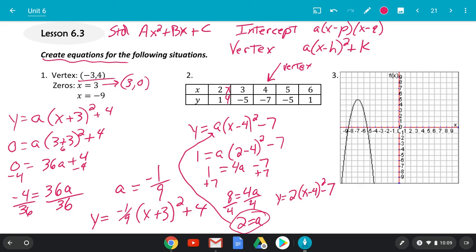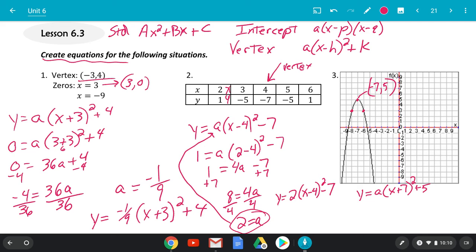Last one over here. Here is my vertex, and I'm going to cheat a little bit. I'm going to use some knowledge I have. There's my vertex. Okay, and I need a couple more lattice points. There's one, and there's one. So starting off, I have y equals a, parenthesis, x plus 7, quantity squared, plus 5, because this point right here is -7, 5. So I got to do the opposite of the x plus the k, or plus the y.